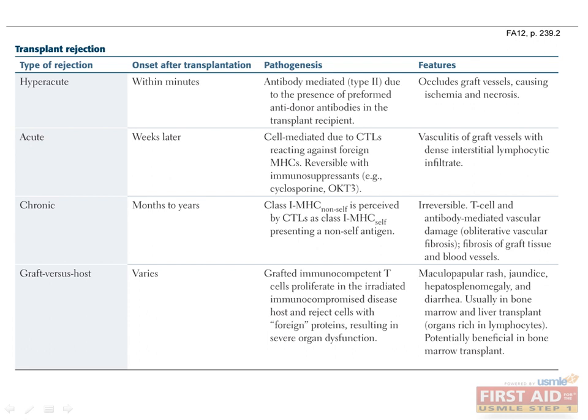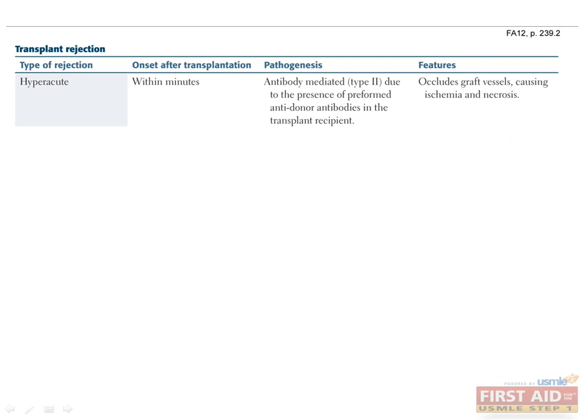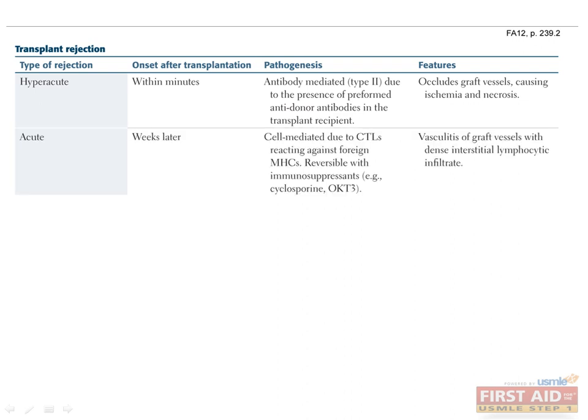With these, you'll want to pay special attention to the time frame during which each occurs, as well as features. Hyperacute rejection is the earliest manifestation of transplant rejection as a result of preformed anti-donor antibodies in the recipient. Occlusion of graft vessels leads to ischemia and necrosis of the transplanted organ. Acute rejection, which typically occurs weeks after transplantation, is a cell-mediated reaction due to cytotoxic T cells reacting against foreign MHCs. Fortunately, this form of rejection may be reversed with cyclosporin and OKT3.